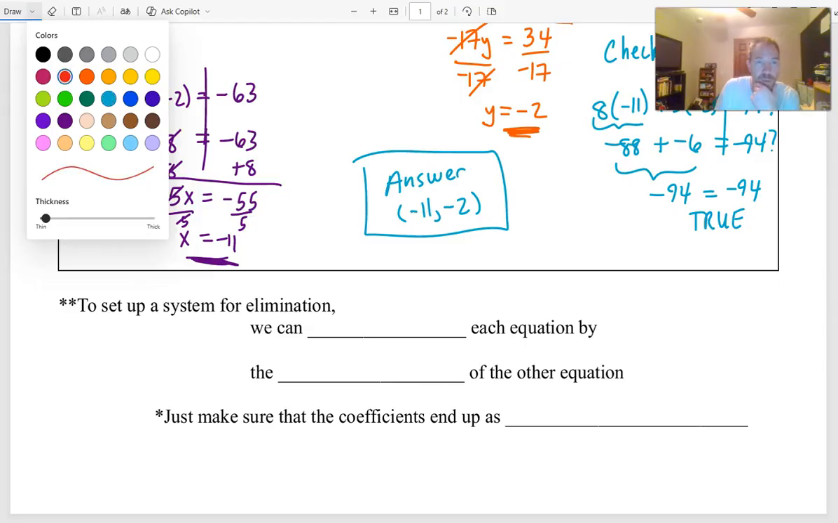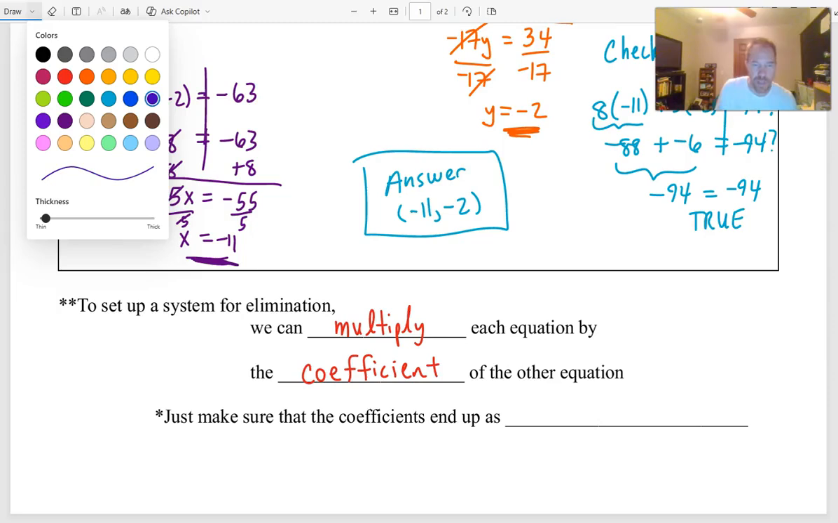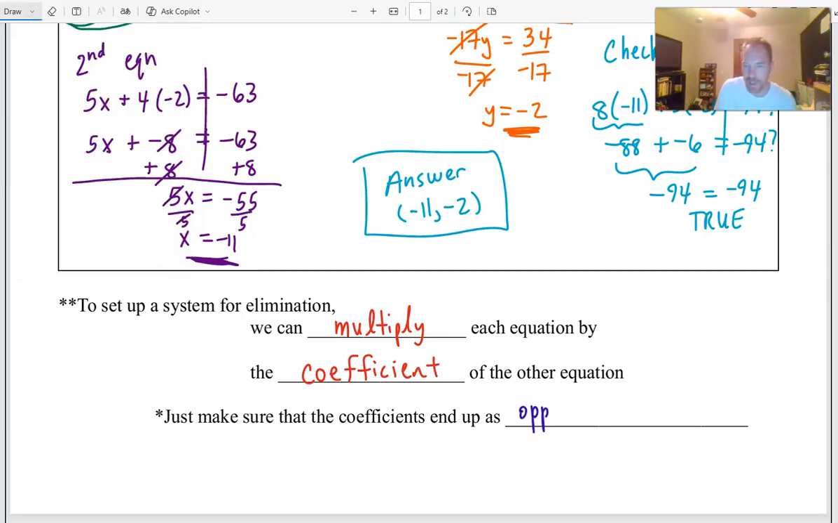Let me switch to a different color here. We can multiply each equation by the coefficient of the other equation. So picking one of the variables, if you want to set up x to be eliminated, look at the coefficients for x. If you wanted to set up y to be eliminated, look at the coefficients for y. One little thing we've got to be careful of here is we just want to make sure that the coefficients end up as opposites. So meaning one positive, one negative. Okay. But yeah, so let's try out another example here on the next page.